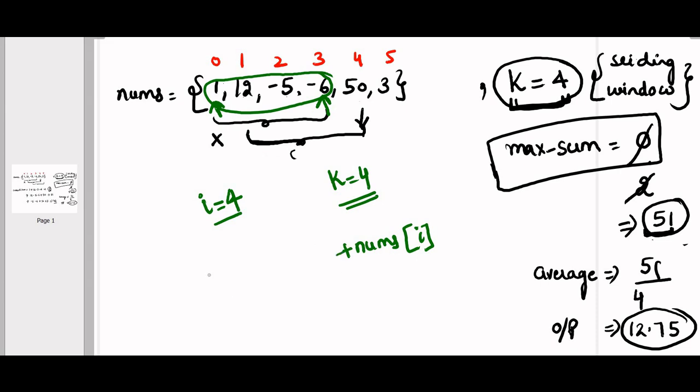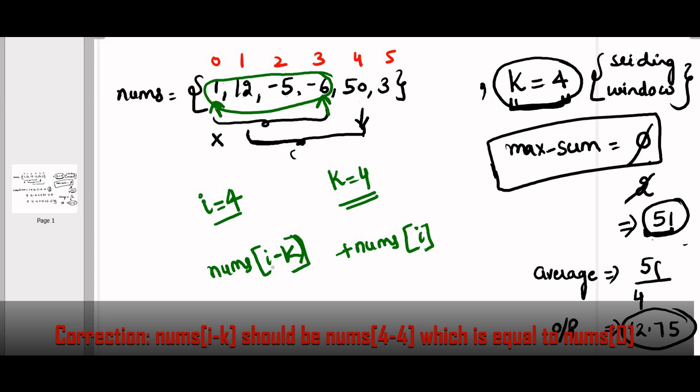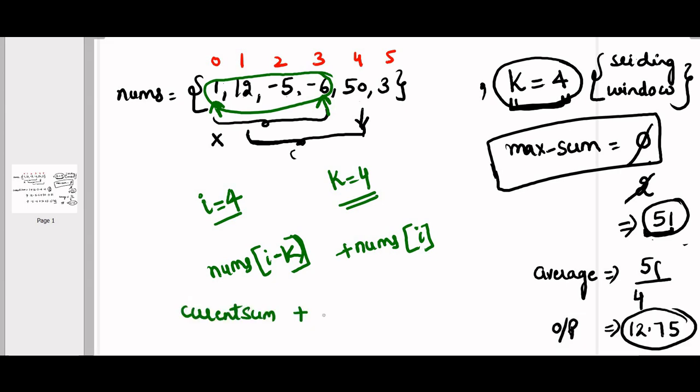So what will be your first element? First element will be at position I minus k, right? So in this case it would be 4 minus 4, that is nums at 0, correct? So your current sum will be current sum plus number at the position I, and minus the first element, that means number at position I minus k, right? This is how you will find your current sum for the next window.